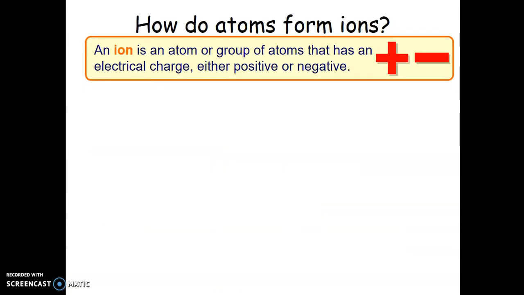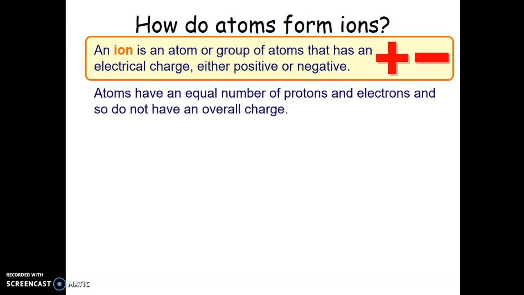So, looking at ionic bonding, this involves atoms becoming what we call ions. Now, an ion is an atom that has gained a charge. It has become charged, either positively or negatively. To become charged, an atom needs to either lose or gain electrons. Remember, when it is an atom, it has the same number of protons and electrons, same number of positives and negatives, therefore overall it has no charge. If it gains or loses electrons, it then has an unbalanced number of positives and negatives, so it will either become positively or negatively charged, depending on whether it has gained or lost electrons.